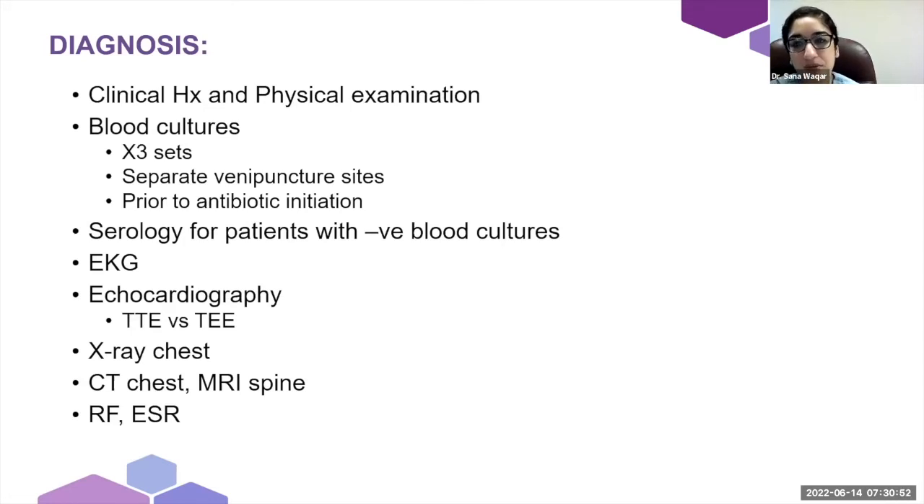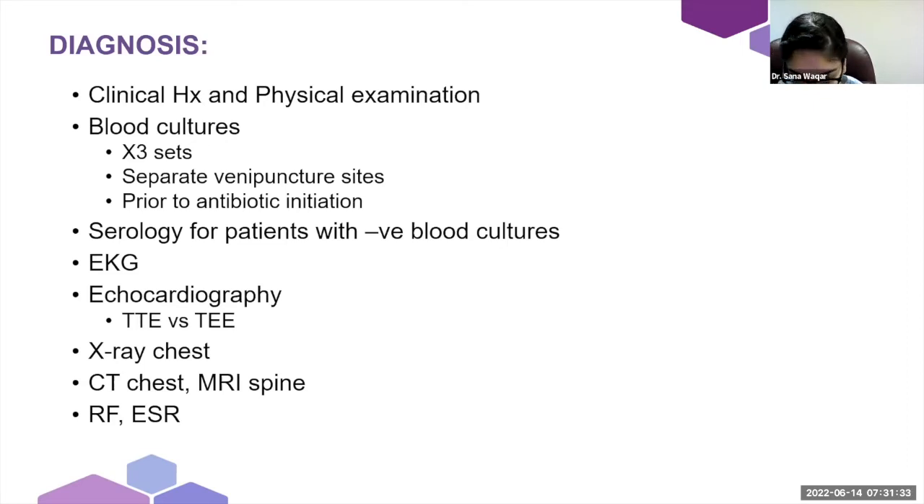Ideally, it should be done at separate venipuncture sites. So if you draw a lot of blood from the same stick and then you inoculate 4 bottles, that's technically one set. So it should be with different venipuncture sites. And then if you're thinking of a zoonotic infection, serology is a cornerstone, because these patients will have negative blood cultures. But again, initially upfront, you are going to rule out bacterial endocarditis, and then based on their history, you can add serological investigations.